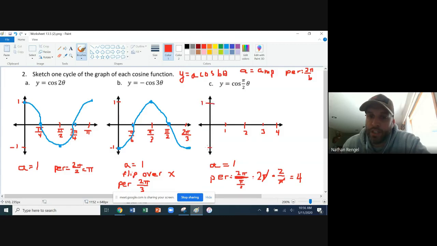Amplitude maximum is 1, minimum -1. It's not flipped, so we start at the maximum, go down through 0, minimum, 0, maximum. There would be our cosine graph.